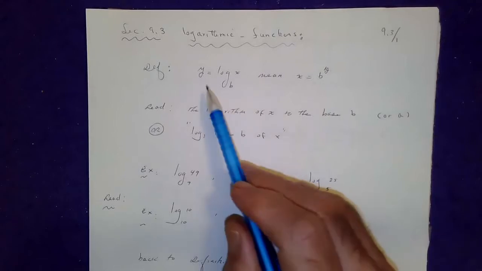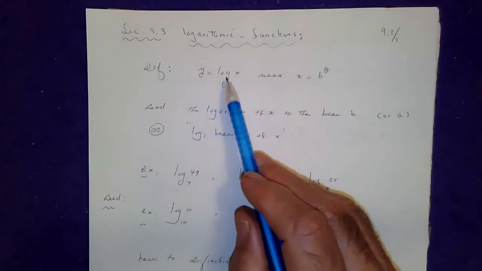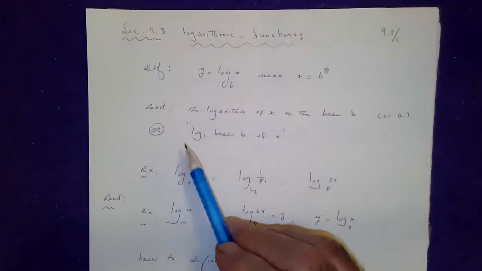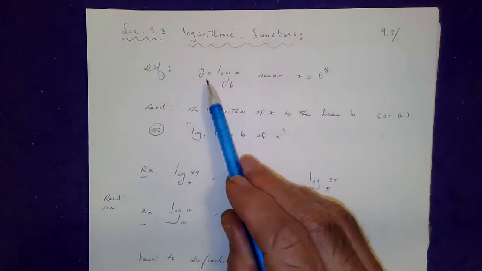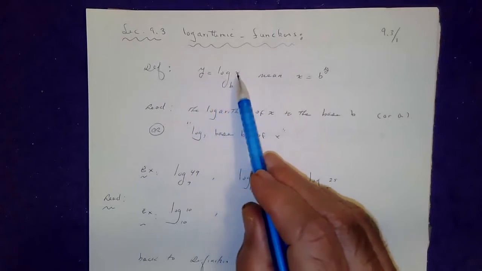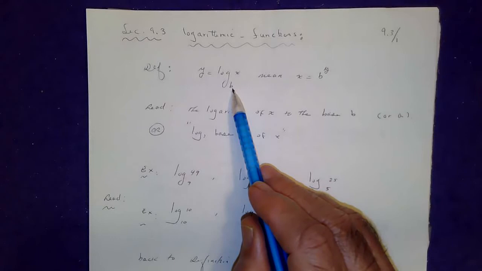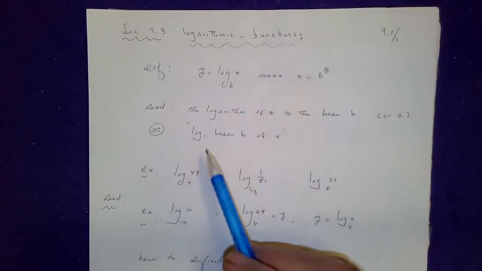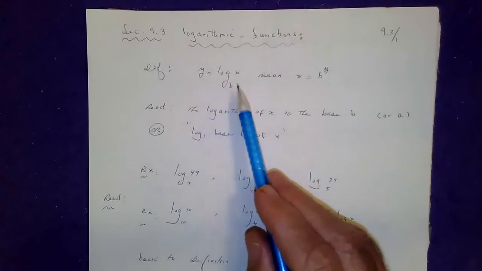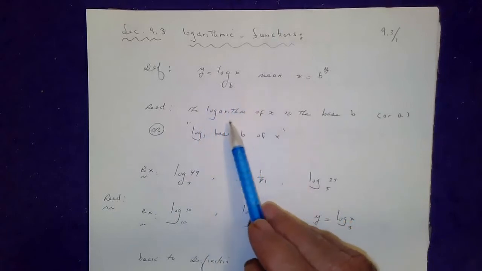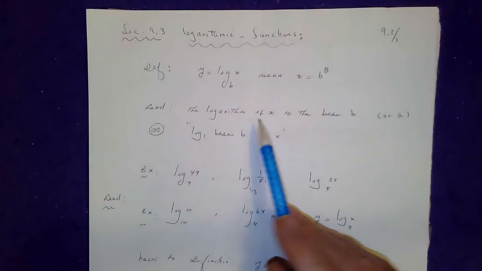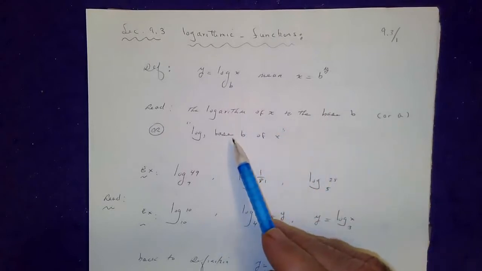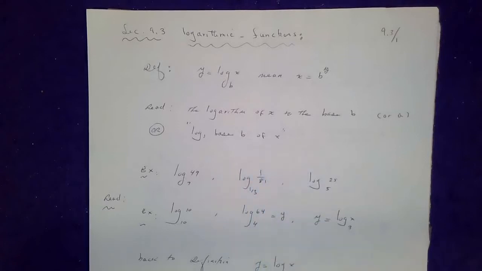Okay, so here's the definition. y equals log, with a subscript b, of x. The way we read this is: y equals log of x base b, which means x is equal to b to the y. So that's how we read this. The logarithm of x to the base b, or just simply log base b of x.